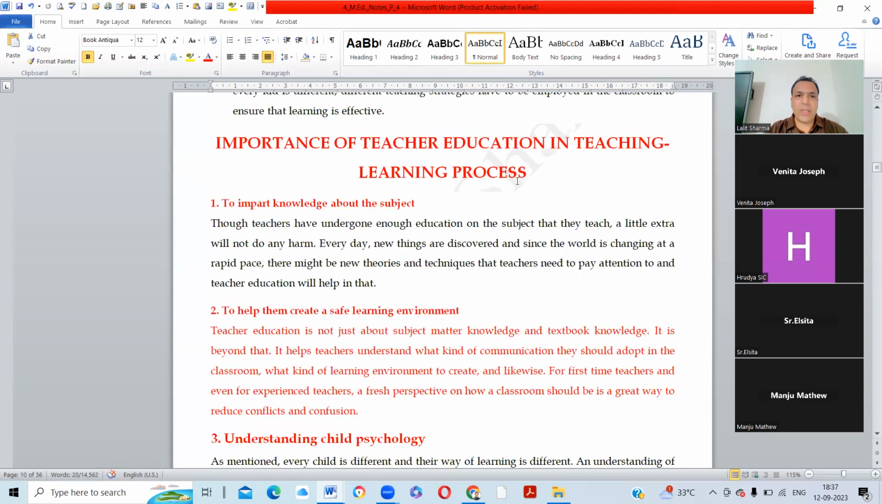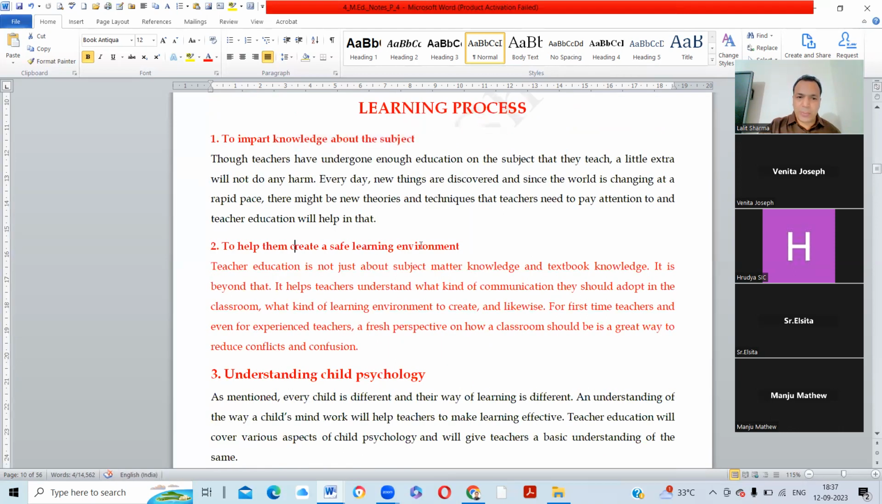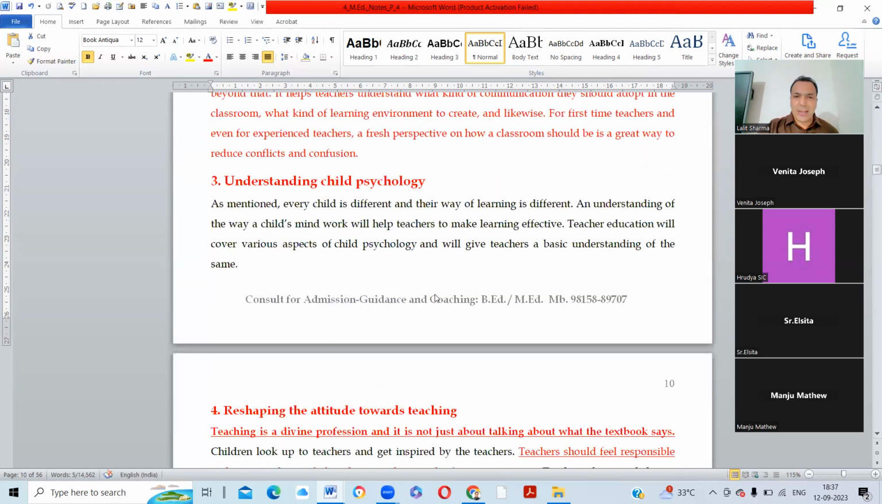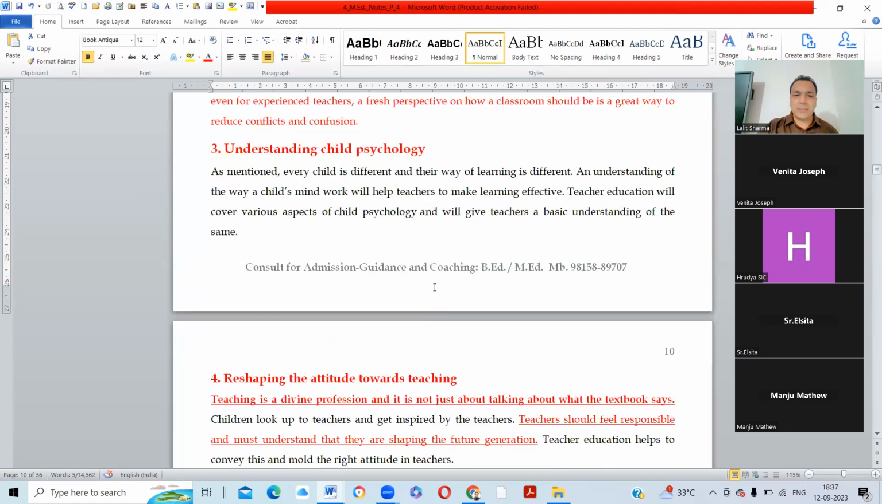You know that. Okay, now we do that. Importance of teacher education in the teaching learning process. What are the importance? Okay, now it is very clear that importance of teacher education means importance of teacher education programs in the teaching learning process: to impart the knowledge about the subject, to help them create a safe learning environment, understanding child psychology.